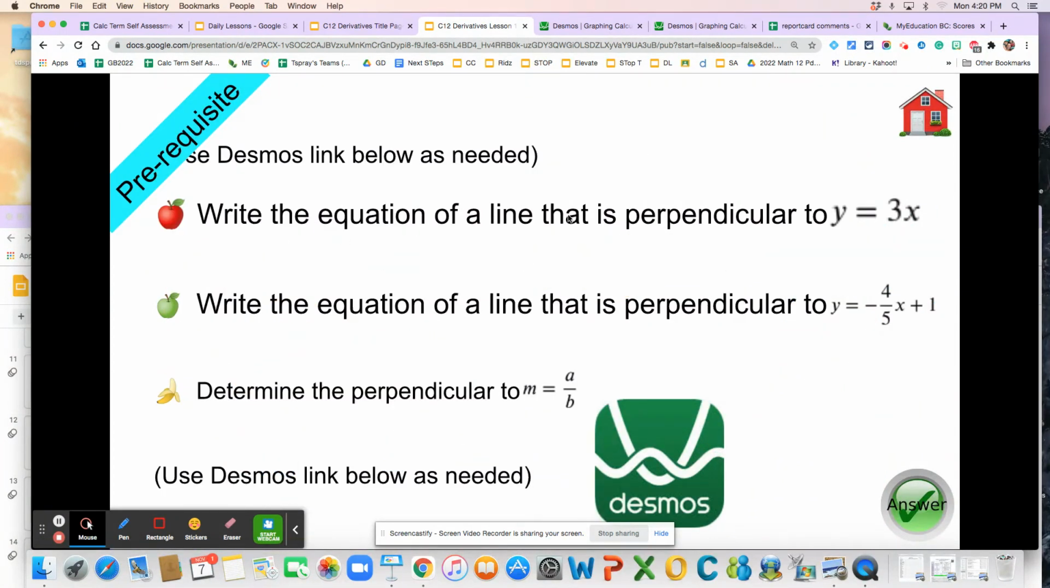Let's look at this next problem. We're going to do a little bit of a warm-up here. It says, write the equation of a line that's perpendicular to y equals 3x. So the slope would equal negative 1/3, and that's by memory, not by understanding. So you take the negative reciprocal.